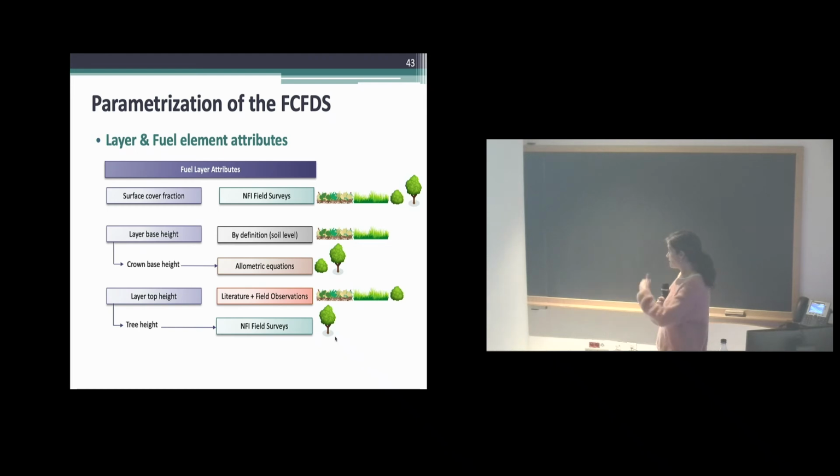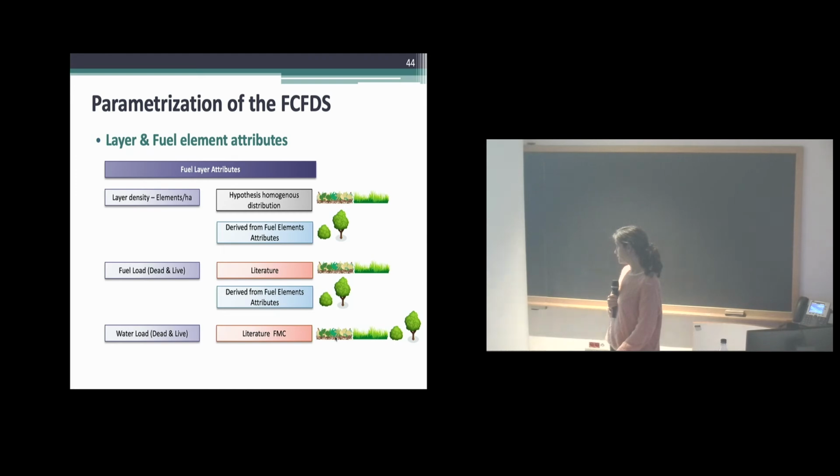So for instance, we have here the field layer attributes considered and how they were obtained. For the surface cover, it was mainly the forest inventory surveys. For the layer base height, for the litter and the grass, the definition is at the soil level. And then we have used allometric equations for tall vegetation and so on. You see it's almost the same for the layer top height.